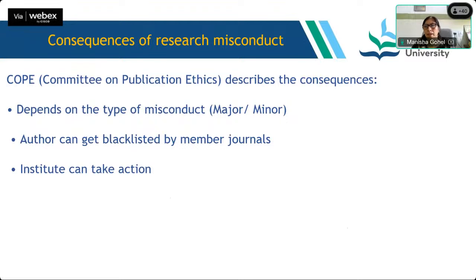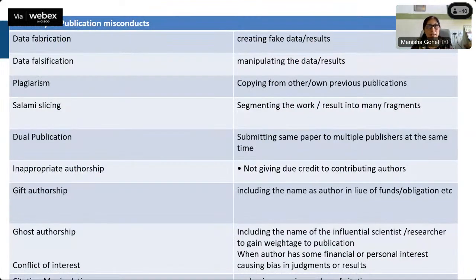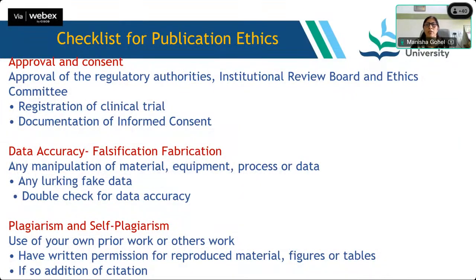Now there are many consequences if you are doing illegal or unethical publication. Summarizing: data fabrication, creating fake data; falsification, manipulating the data; plagiarism, copying other work; salami publication, segmenting your work into multiple publications; dual publication, the same paper in multiple journals; inappropriate authorship, gift authorship and ghost authorship; and last, conflict of interest. Remember, these are the common issues with publication.